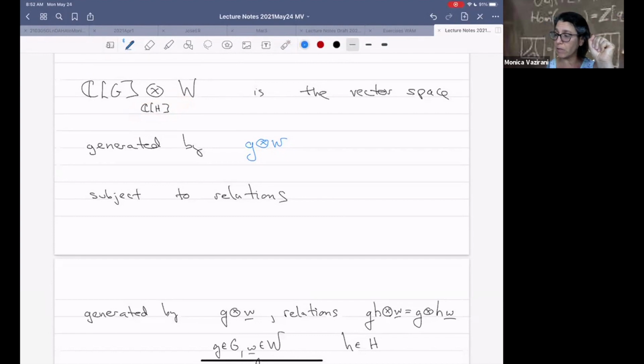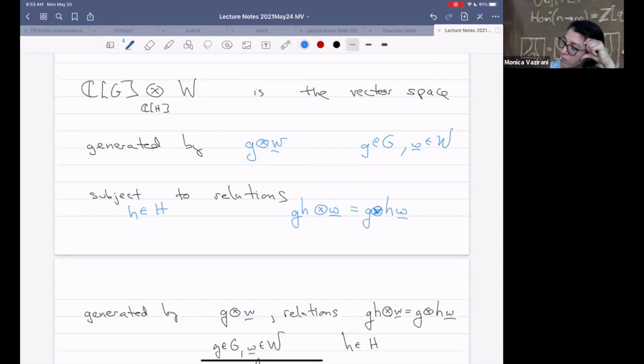And so these are some of my relations. My relations are that if you give me any h in H, any g in G, and a vector w in W, if you have the product in the group, gh, times w, you make that the same thing as g tensor hw. So the h gets to hop over the tensor. And then what do I mean by hw? Well, I started out with a representation of H, so hw makes sense. Okay, and so this cuts down my dimension considerably.